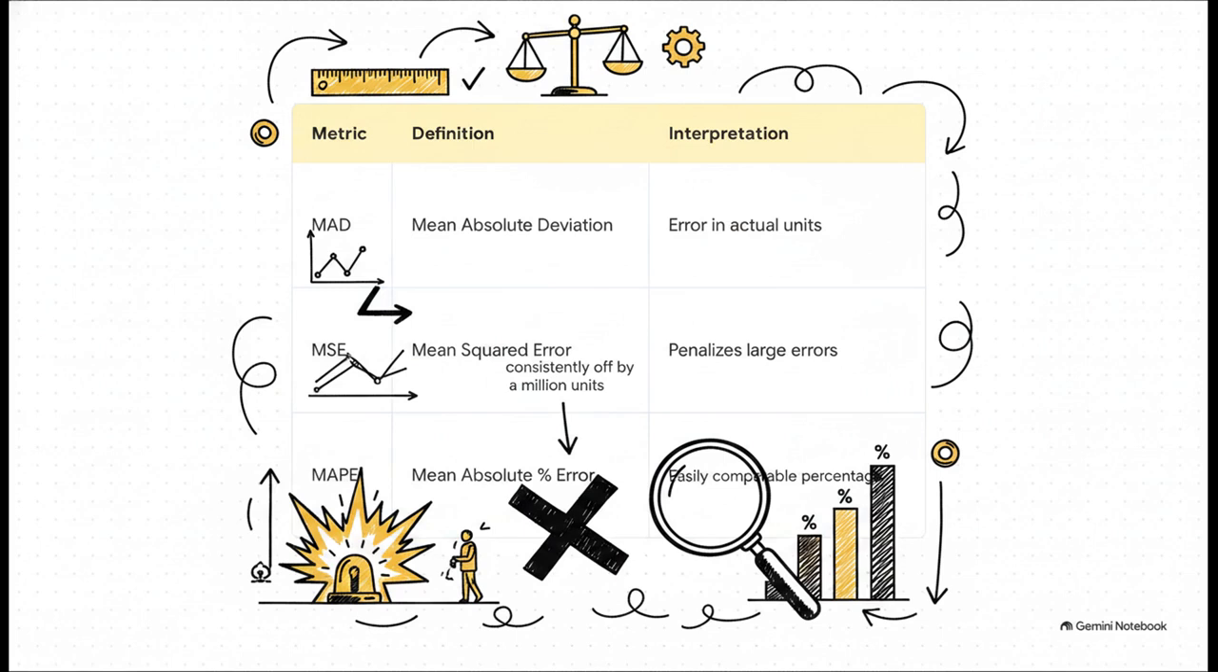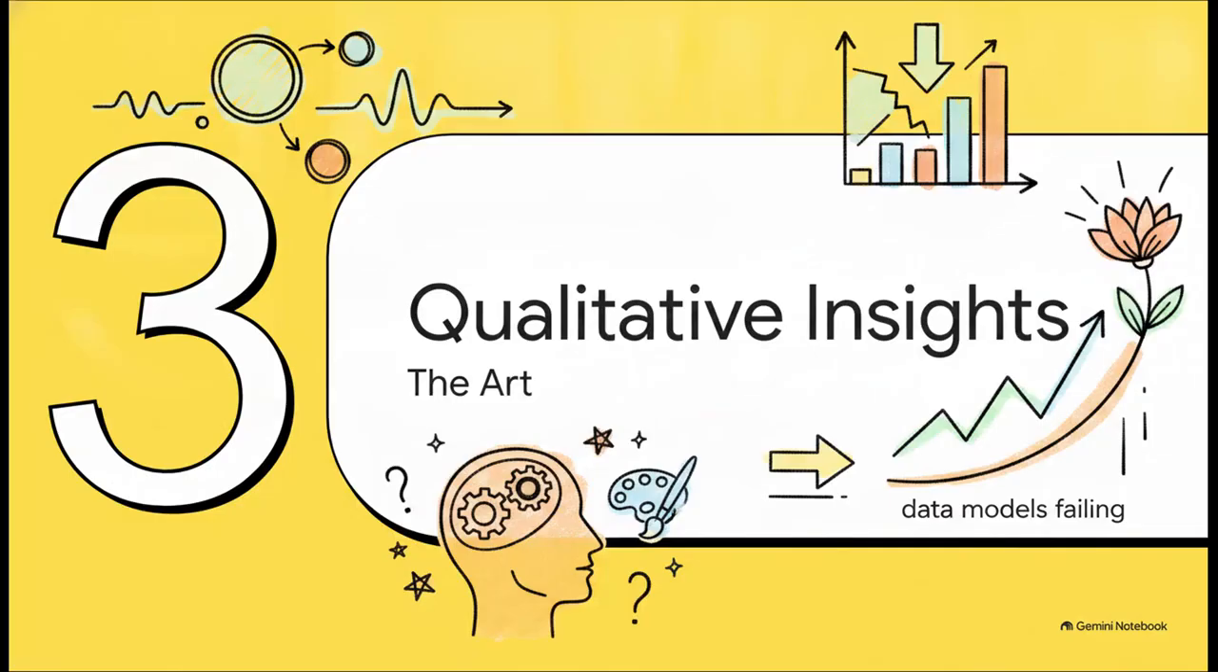Finally, we have MAPE, which just gives us our error as a neat, super easily comparable percentage. Section 3, the art, qualitative insights.